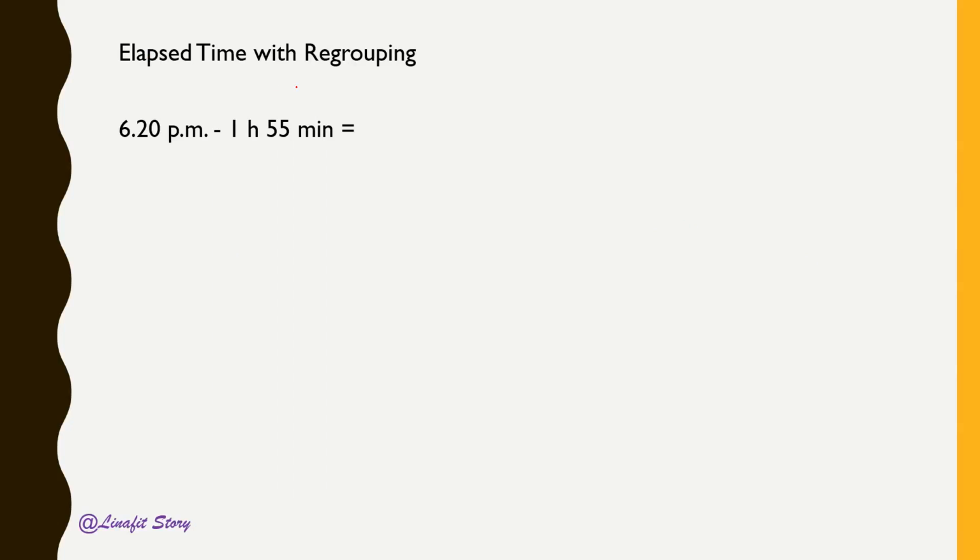Elapsed time with regrouping. 6:20 p.m. minus 1 hour and 55 minutes. We start by subtracting the minutes. Why? Because we may need to borrow from the hour.